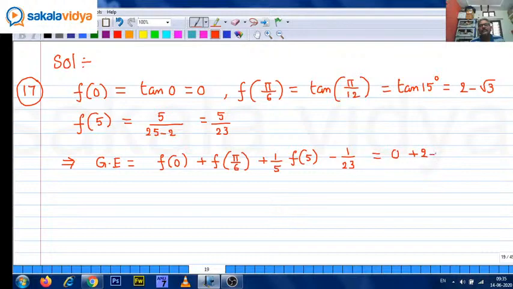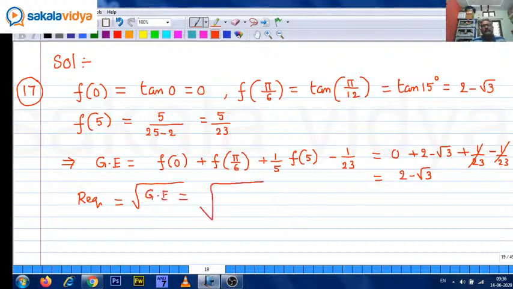So this equals f of 0 is 0. This is 2 minus root 3. Next plus 1 by 5 upon f of 5, 1 by 23, minus 1 by 23. So 1 by 23, 1 by 23 gets cancelled. We have 2 minus root 3. This is the value. But we need to find out the square root. Therefore, the required value is the square root of the given expression.